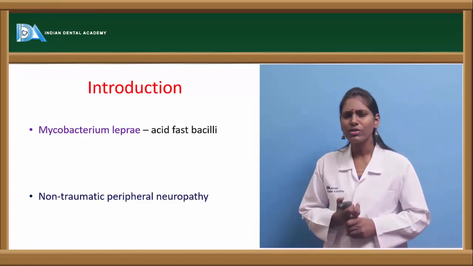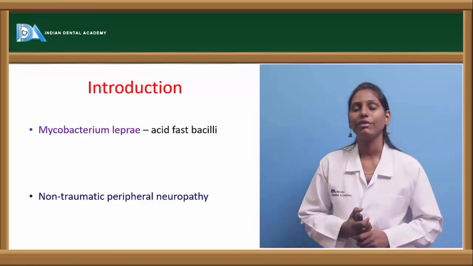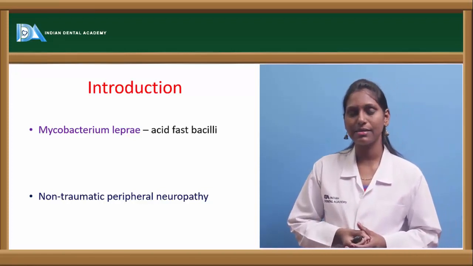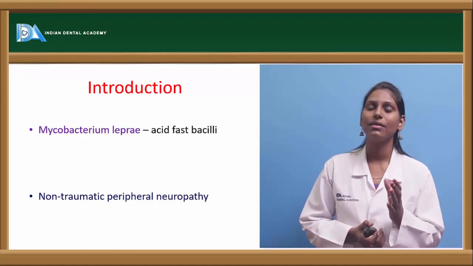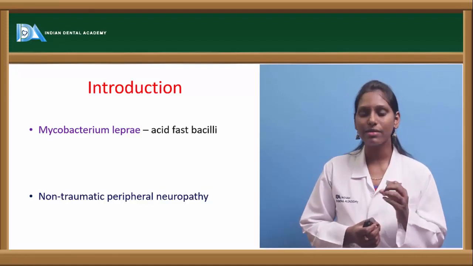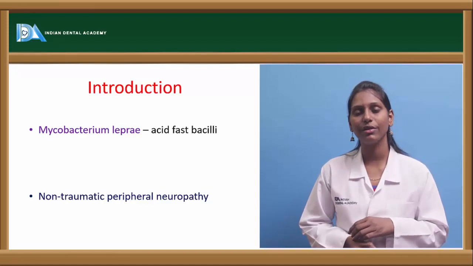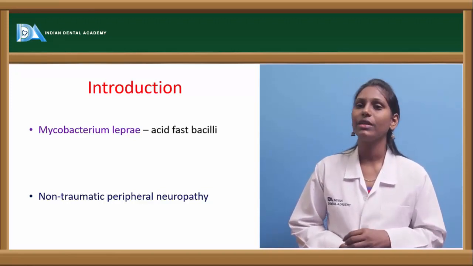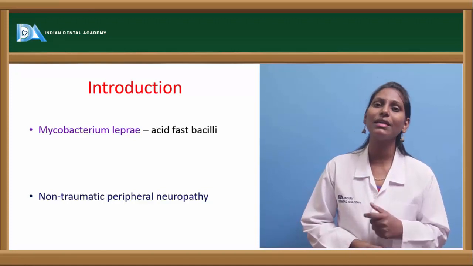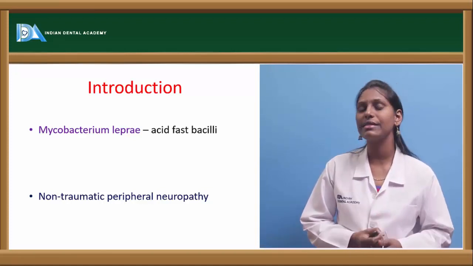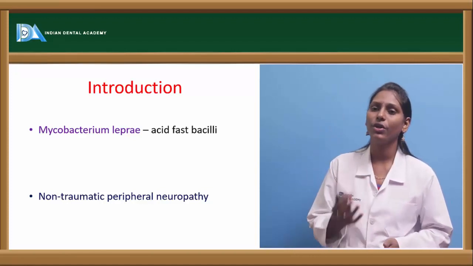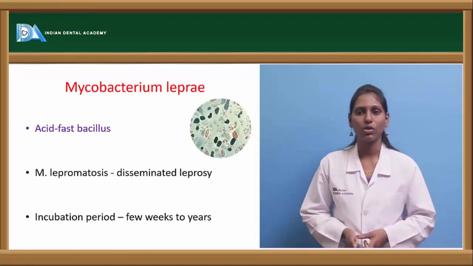It is one of the most common causes of non-traumatic peripheral neuropathy, and leprosy is also called Hansen's disease, as we all know. And this Hansen's disease has a very strong predilection for involving the peripheral nerves. Whenever the peripheral nerves are involved, it causes thickening of these nerves and loss of sensation is seen in these cases. Hence, it is one of the most common causes of non-traumatic peripheral neuropathy across the world.